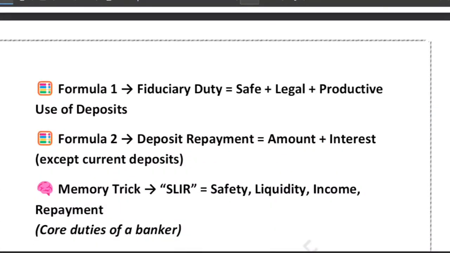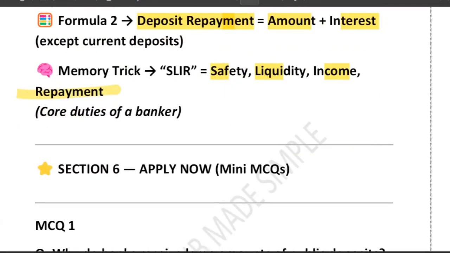Now, let's look at the key rules which we have discussed. First of all, we discussed fiduciary duty. I told you that a bank holds public money in trust. This means that the bank must use public deposits safely, legally and only for productive purposes. That's called safe, legal and productive use of deposits, that's called fiduciary duty. The second point is deposit repayment. When I say deposit repayment, it simply means that the bank must give the depositor the principal amount plus interest, right? Except in a current deposit, where no interest is paid. And SLIR, I already told you: safety, liquidity, income and repayment. These are the core duties of the bankers.